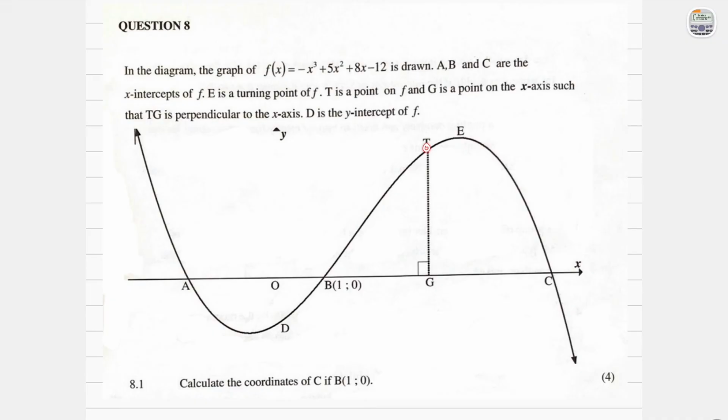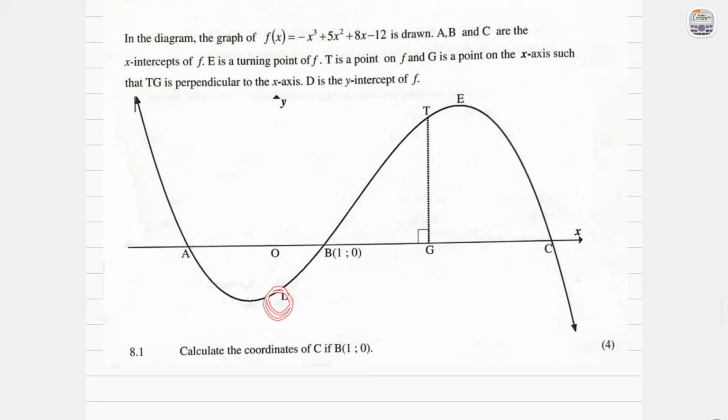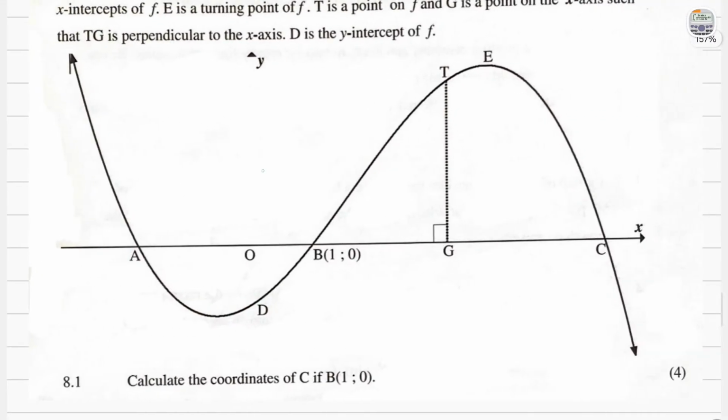T is a point on f, and G is a point on the x-axis such that TG is perpendicular to the x-axis. That's a fancy way of saying that T is vertically above G, meaning they share a specific coordinate. And lastly, they tell us that D is the y-intercept of f. The y-axis has also been left out here. We'll just have to draw it, ensuring that it passes D. So that is D over there.